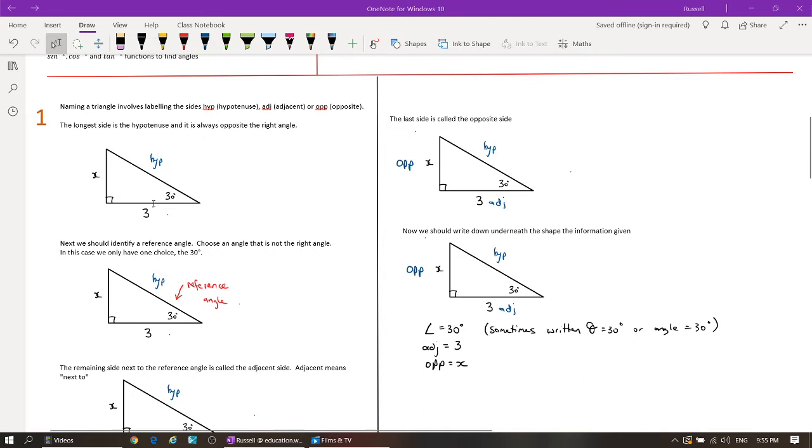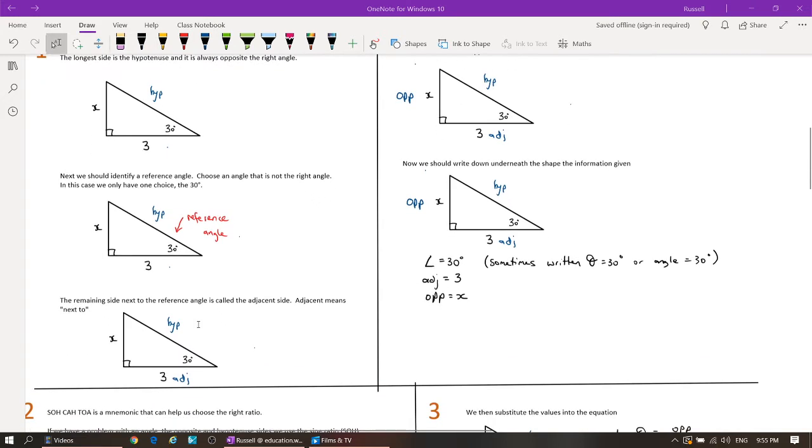The second thing is we'll find the adjacent side. Now to do that, we need to know what it's adjacent to. And in this case, it's adjacent to a reference angle. So the reference angle is one of the 2 remaining angles, not the right angle, one of the 2 others. And we pick one, and we call that the reference angle. In this case, we've only been given one angle. It's this 30 degrees, so we're going to call that the reference angle. Once we've found the reference angle, the other side next to it that we haven't named is called the adjacent side. And adjacent just means next to.